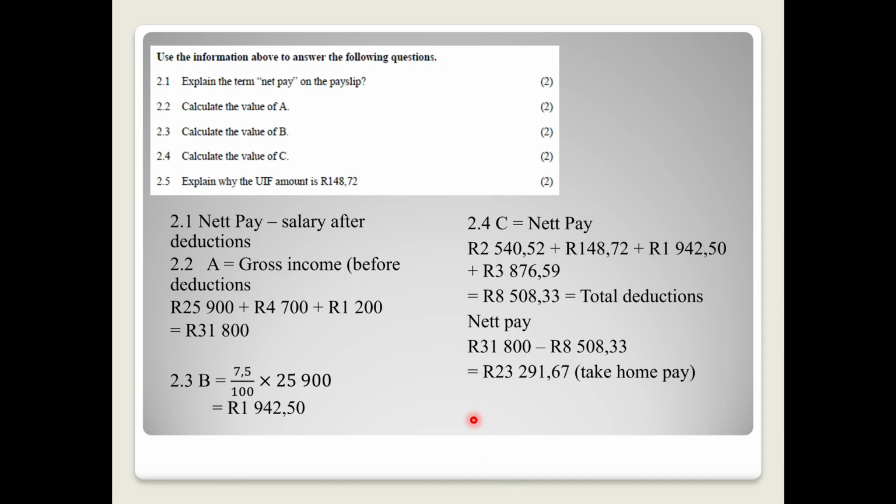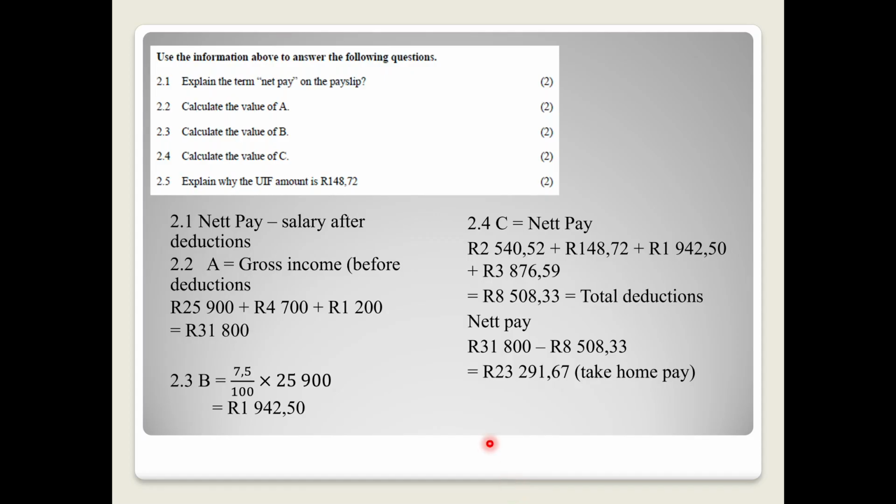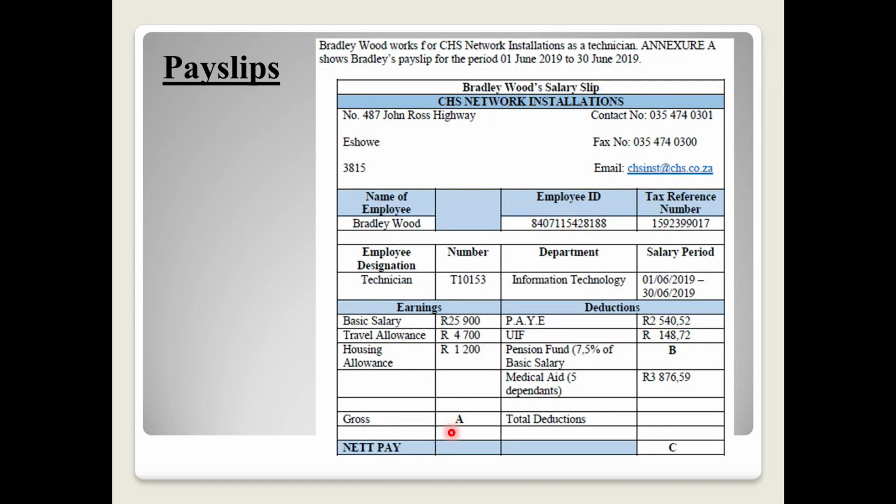The question can ask, explain the term net pay on the payslip. C is net pay, so net pay is the salary after deductions. I will talk about it later on. Then number 2.2 asks, calculate the value of A. The value of A is his gross income. All of this here is his income, so you will add everything together to get to A.